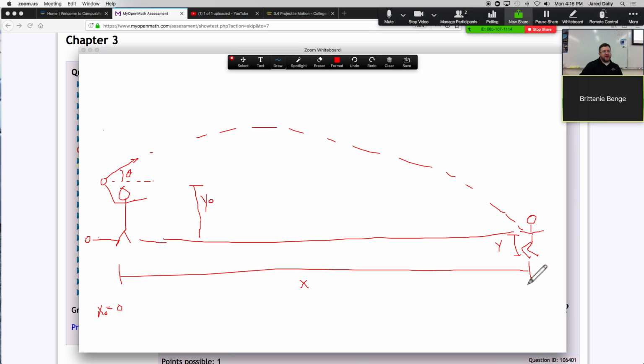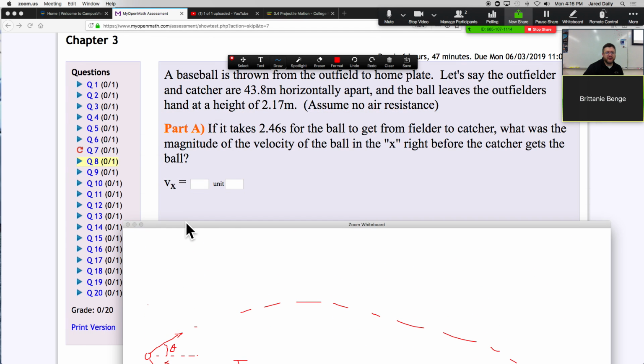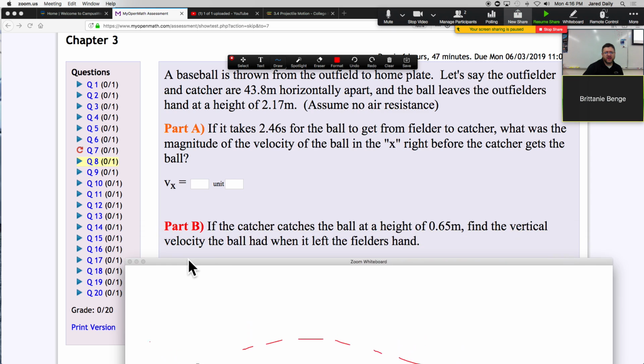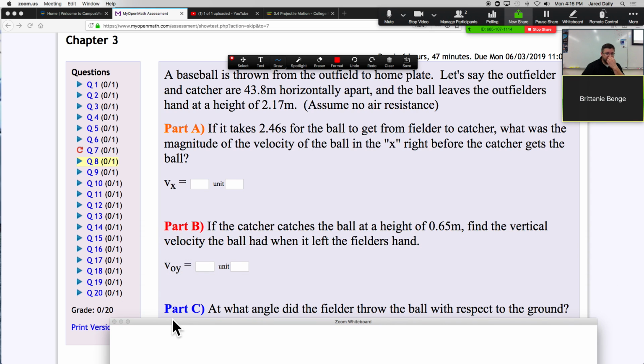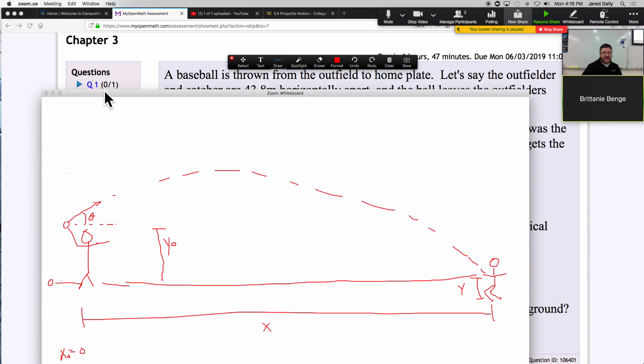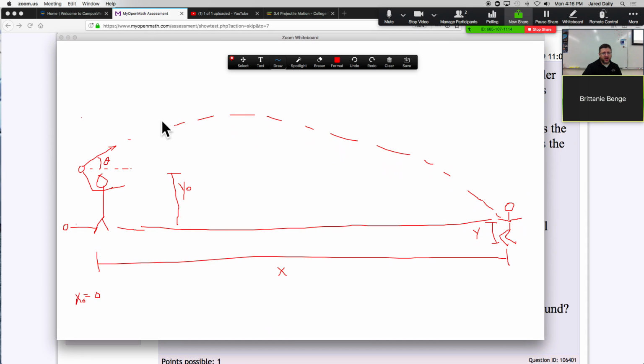Now, most people get thrown off by this because I say this is the same as the car problem. It is the same as the car problem, but you're not solving for the same things. They've given you different things, and you're going to solve for different things now. One of the things they give you is the distance in x, right? And do they also give you time? Yeah, they give you the time. In part A, they say it takes 2.46 seconds for the ball. So they give me time as well, which is huge.